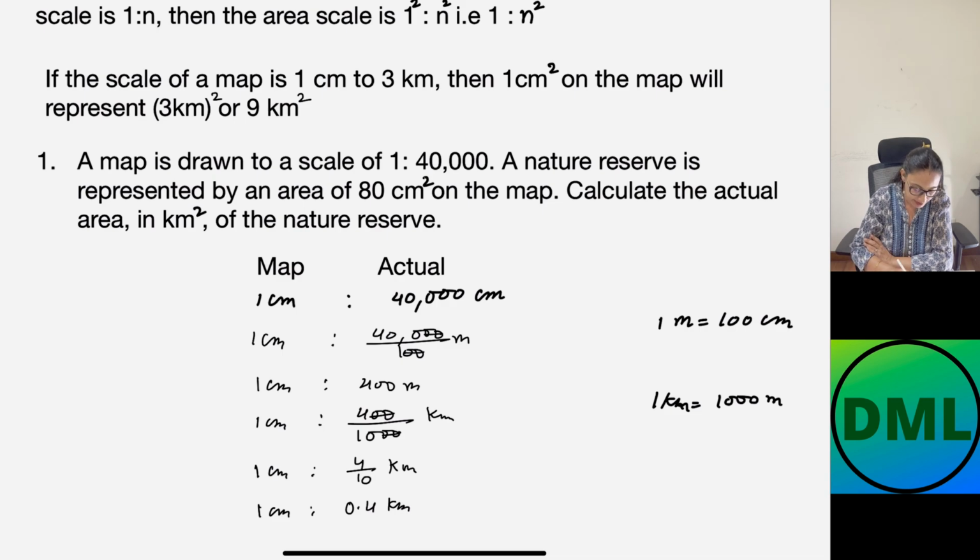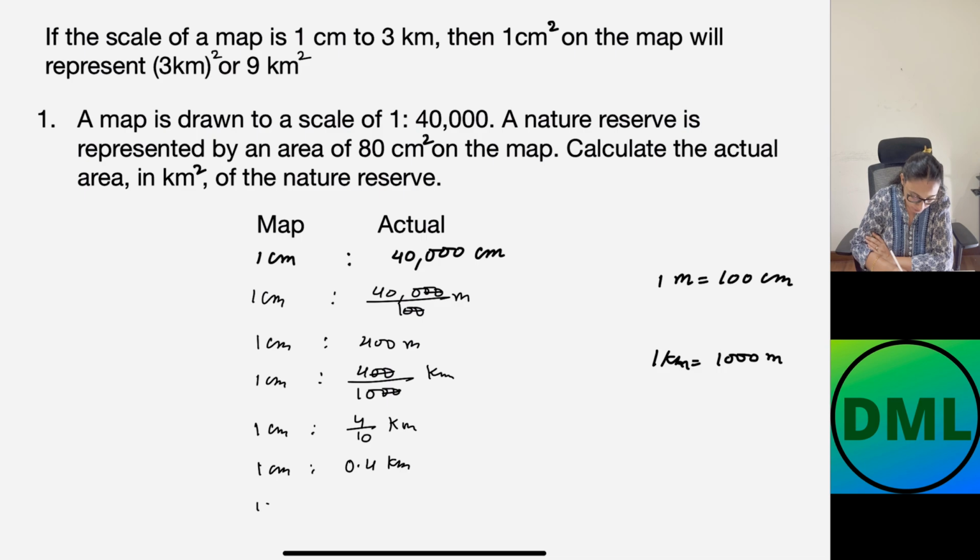I have to get the answer for area. I need to square it on both the sides. So 1 centimeter the whole squared is to 0.4 kilometer the whole squared. 1 squared is 1 and this will be centimeter squared. This will be written as, this is 0.4 the whole squared.